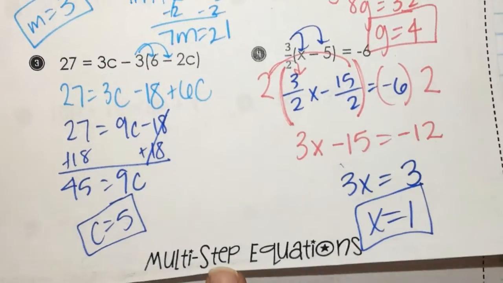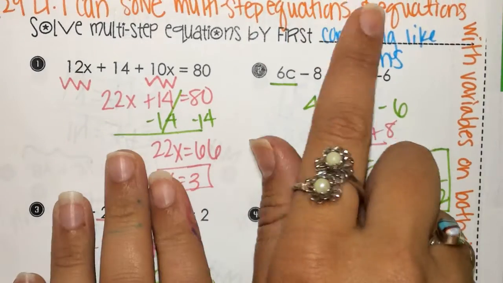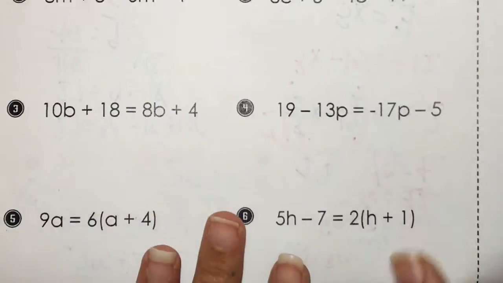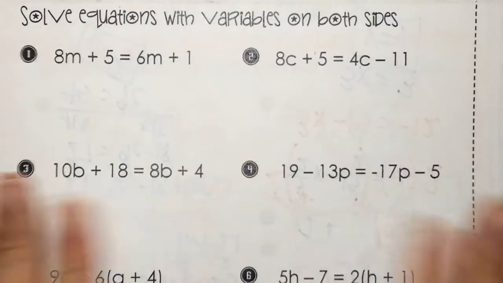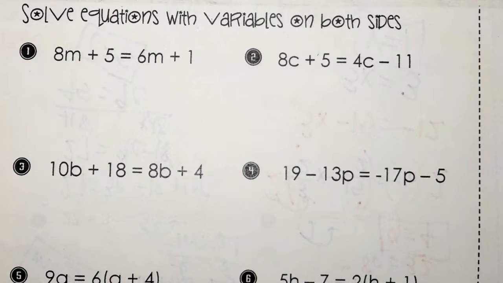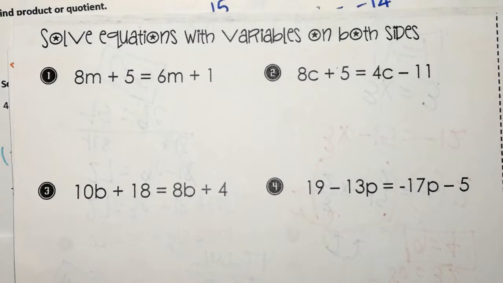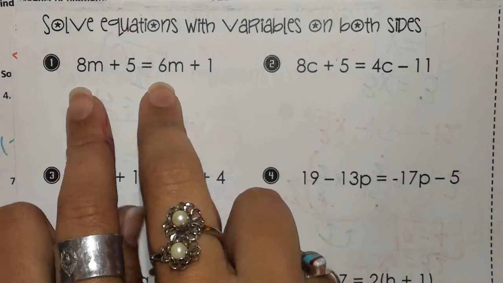So, today we're doing the second part of our learning target from yesterday, which is solve equations with variables on both sides. Look at you go. We're going to work this out, and then we're going to play tic-tac-toe. All right, so let's look at number 1. Now, we have like terms, but we can't combine them because they're on opposite sides of the equal sign.